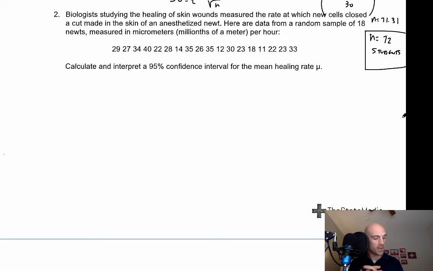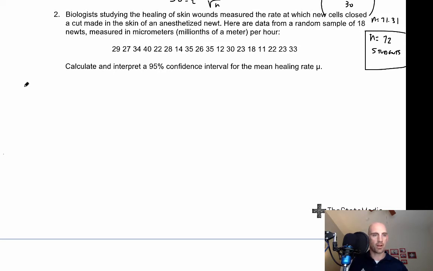Okay, second example. Biologists studying the healing of skin wounds measured the rate at which new cells closed a cut made in the skin of anesthetized newts. Here are data from a random sample of 18 newts measured in micrometers per hour. Calculate and interpret a 95% confidence interval for the mean healing rate, mu. So, what are we actually asking here? They're having us start at the beginning to find this confidence interval.